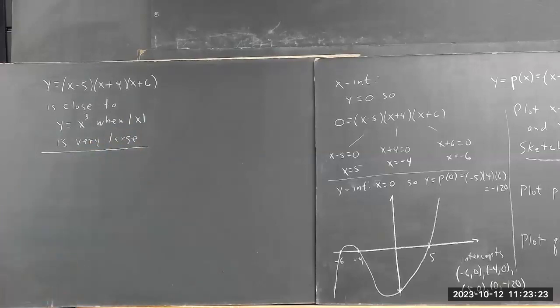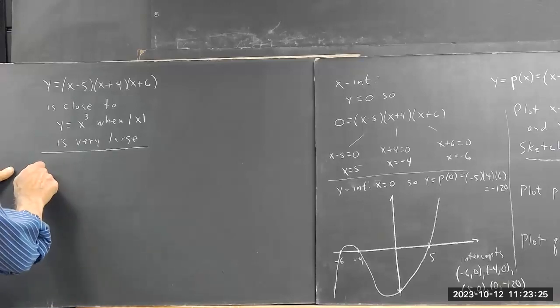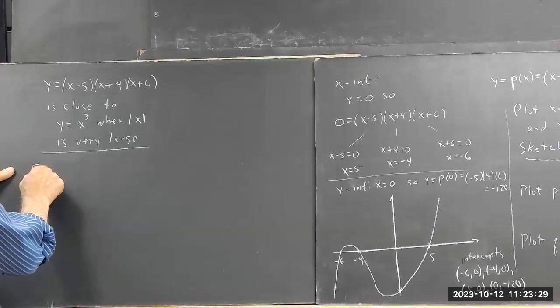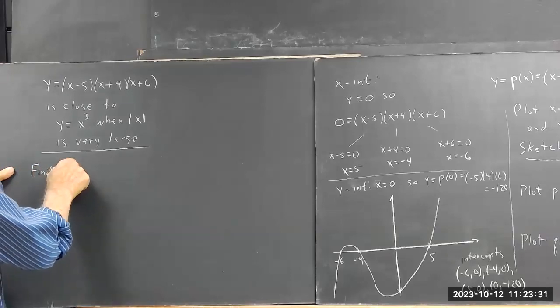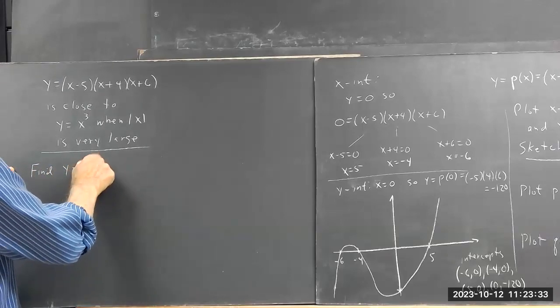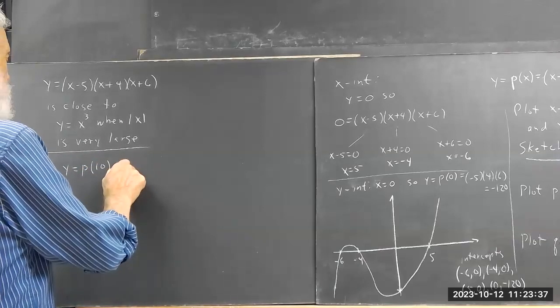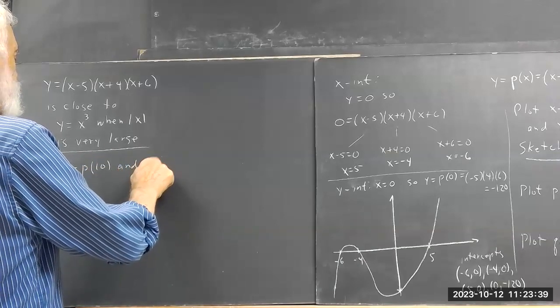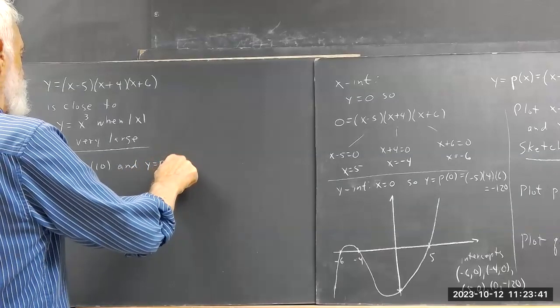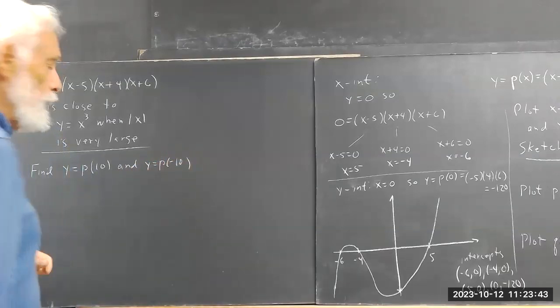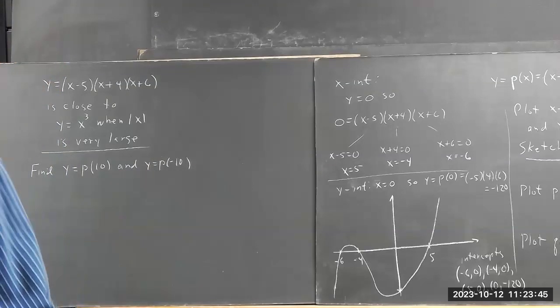So let's just say find y equals p of 10 and y equals p of -10. Use your calculators and see if you can calculate those values.